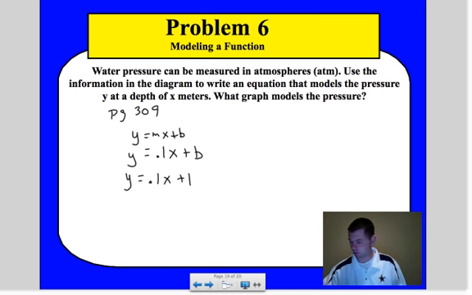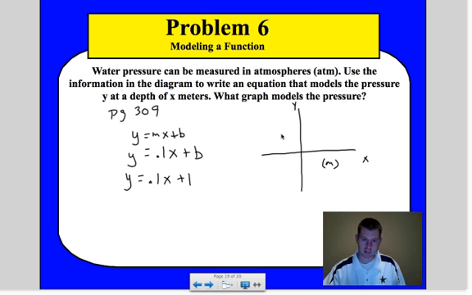When we go to graph this, we're going to put up a Cartesian plane. You'll have graph paper for this. We have our y-axis and our x-axis. In this case, our x-axis is the meters depth, and here is our atm. As we go through, at 0 meters, we're at 1. So at 0, we're at 1, and then we're going to increase.